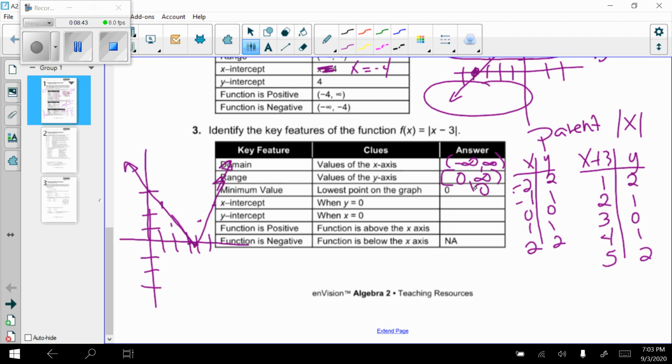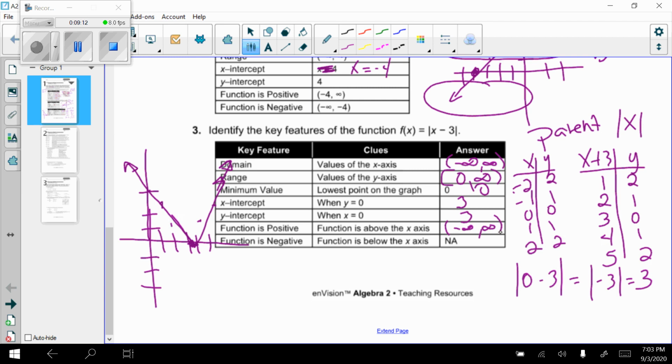The x-intercept when y is equal to 0, again, that's right here at 3. The y-intercept when x equals 0. So again, if I plug that in, 0 minus 3, okay, get absolute value of -3, which is 3. The function is positive when it's above the x-axis. It's always above the x-axis on an absolute value, so -infinity to infinity.